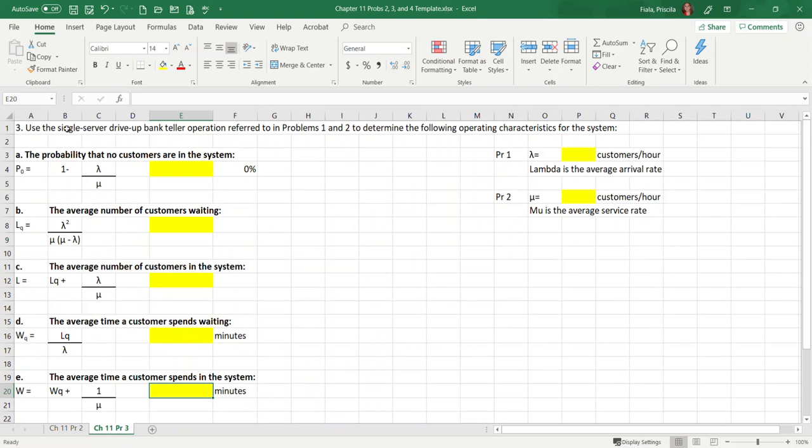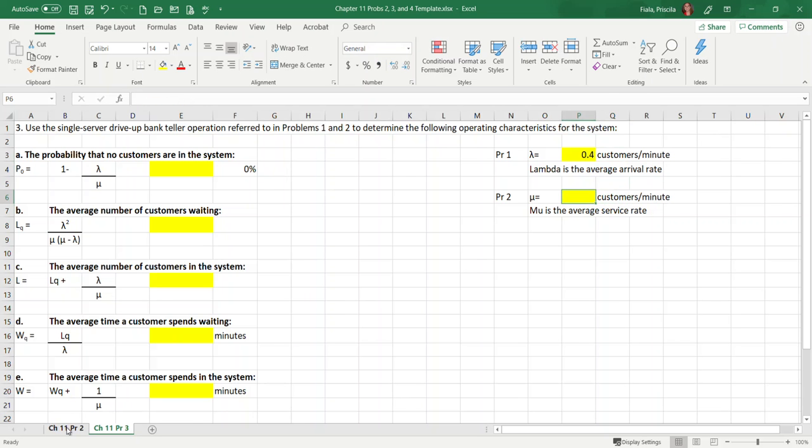Okay, so use this single server drive up bank teller operation, referred to in problems 1 and 2, to determine the following operation characteristics for the system. If you go back to problem 1, you're going to say the arrival rate was 0.4 customers. Okay, is it per minute or per hour? It's per minute. I want to make sure you have the correct information. Okay, so we're working in minutes.